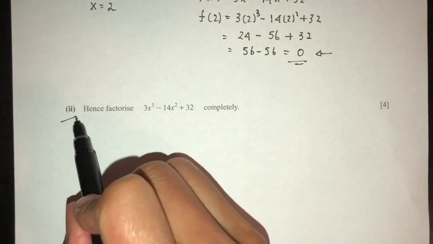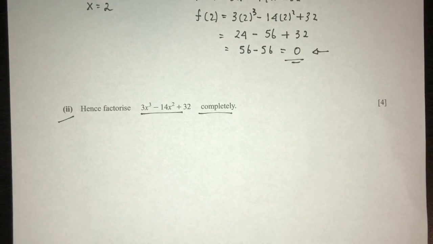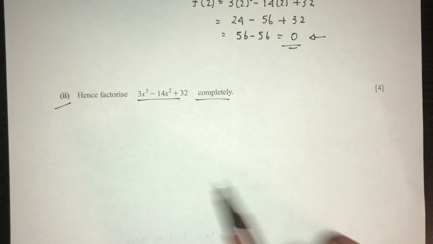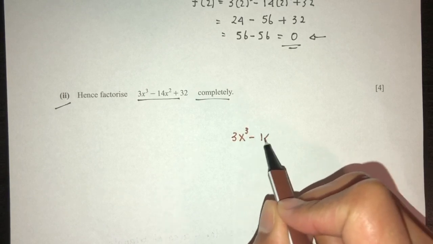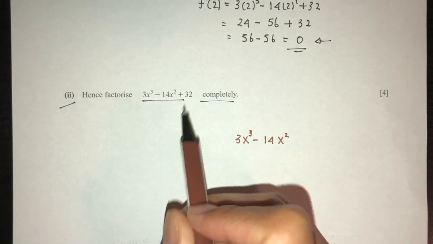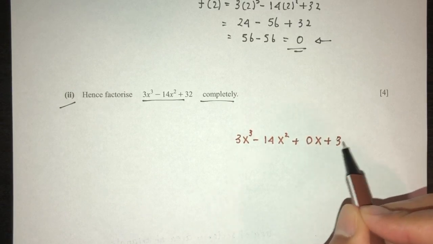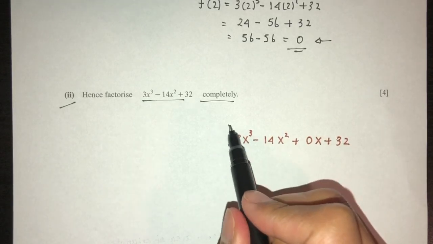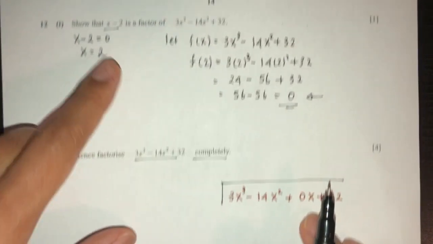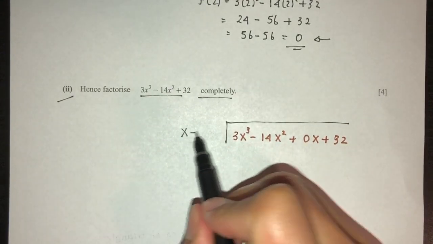Now for part 2, we have to factorize this completely. So we can do this by long division. So here you have 3x cubed minus 14x squared. Now we don't have x here, we write 0x plus 32. And we have to do a long division of this one. We know that the factor is x minus 2, so we write x minus 2 for the factor.